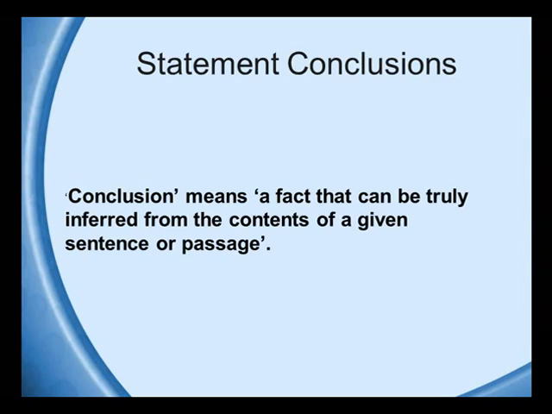Now, what is a conclusion? Conclusion means a fact that can be truly inferred or concluded from the contents of a given sentence or passage. There is some direct information that the author presents in the paragraph, which is also known as premises. So a conclusion is what can be directly concluded or directly inferred from that given piece of information. Let us try and understand it better with the help of some examples.